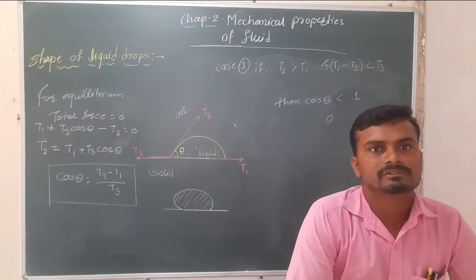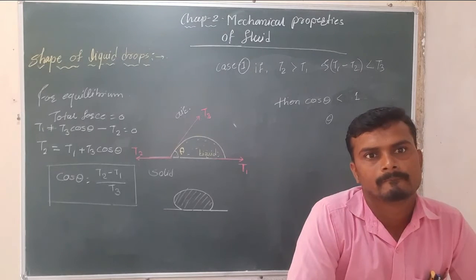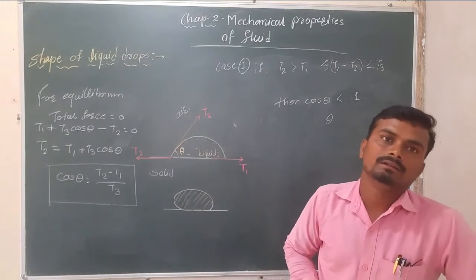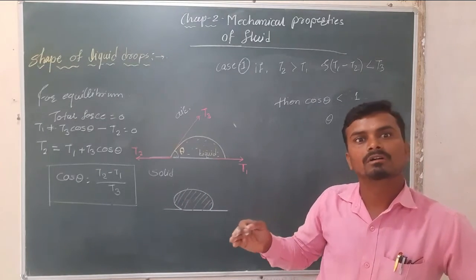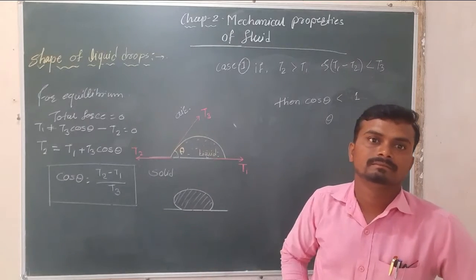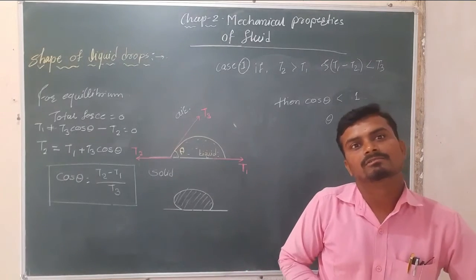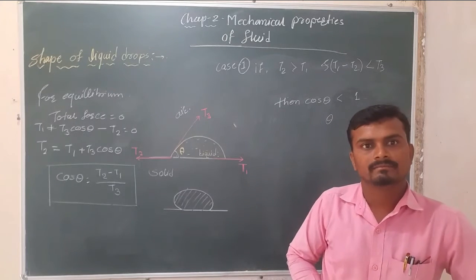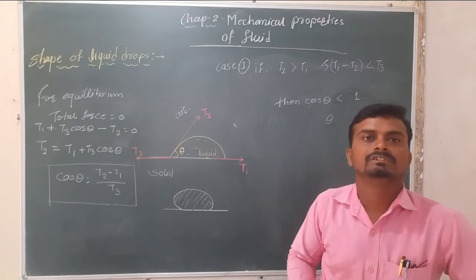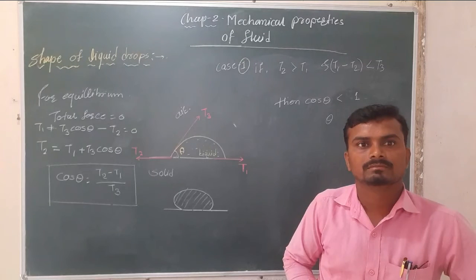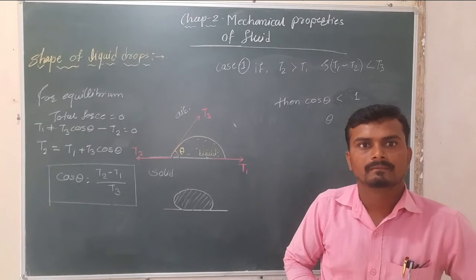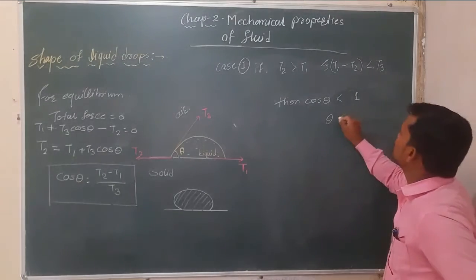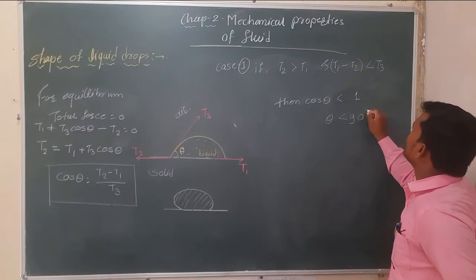Cos of 0 is 1. And if we increase the angle, then cos theta goes on decreasing. And finally at 90 degree, cos theta becomes 0. Because of that, theta must be less than 90 degree.